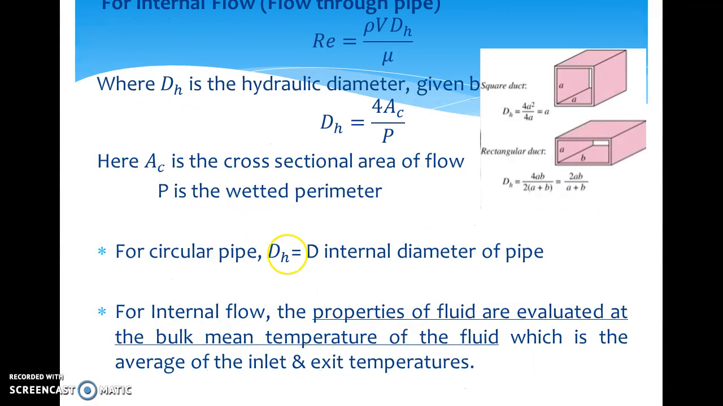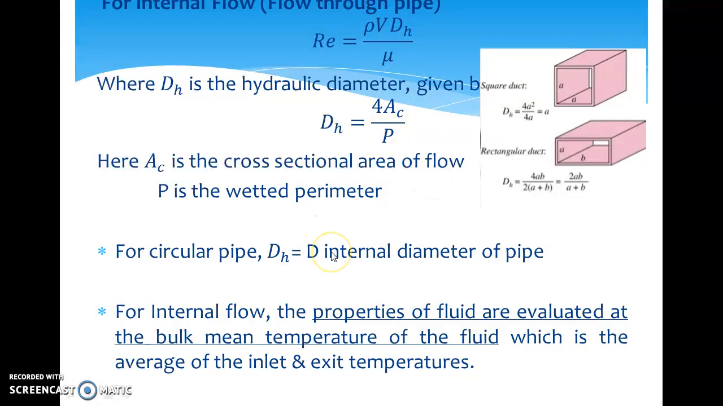Okay. For internal flow, for flow through a pipe, Reynolds number can be given as rho V dH by mu, where dH is the hydraulic diameter. Hydraulic diameter is given by 4 into AC by P. Here AC is the cross-sectional area of the flow and P is the wetted perimeter. So if it is a circular pipe, directly D is the internal diameter of the pipe. For dH equal to D, we directly make use of rho V D by mu.